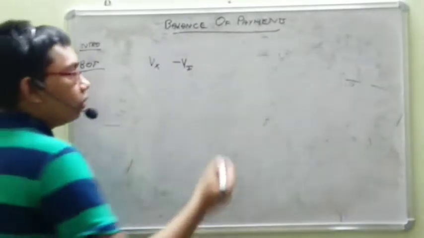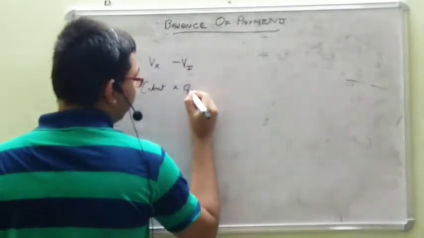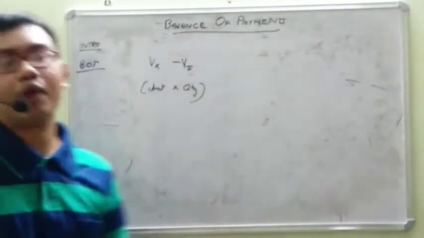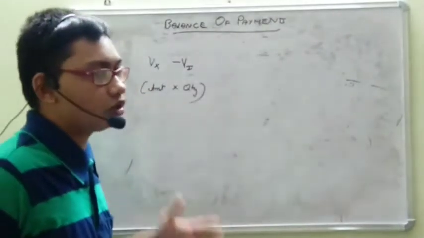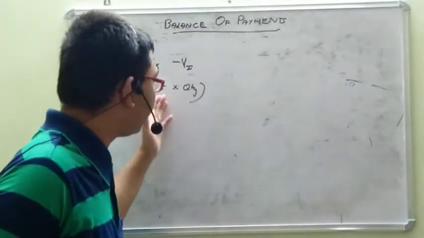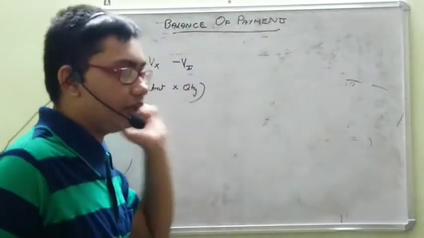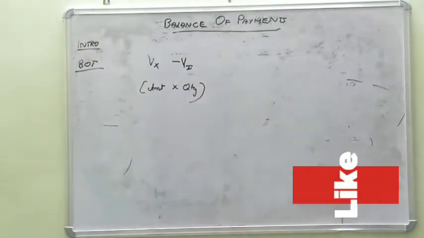What is this value? Amount into quantity. Amount into quantity relates to value. The number of goods exported into their price will be export. The number of goods purchased into their price will be import. So this is the computation of balance of trade.